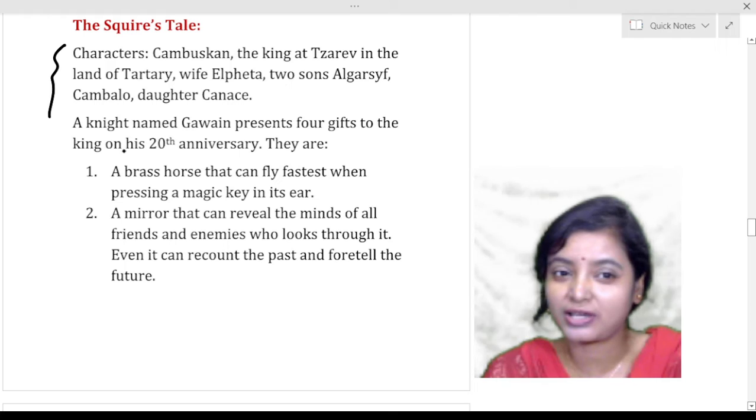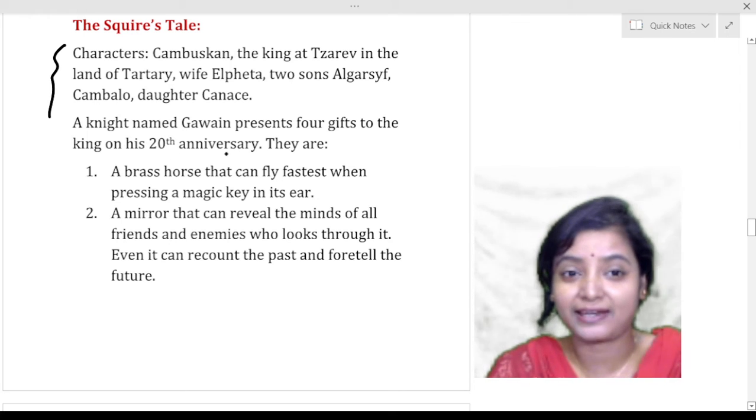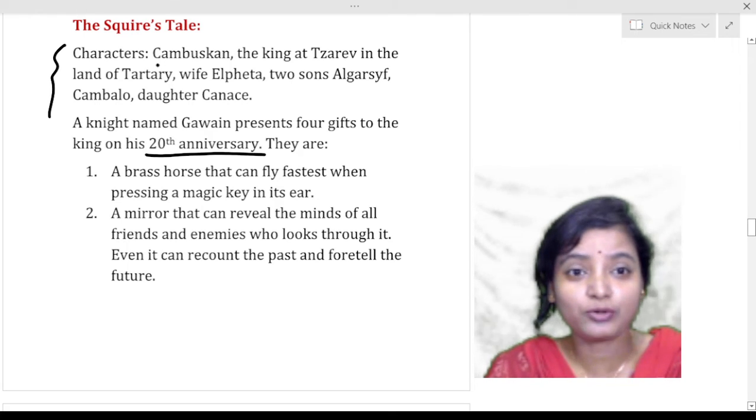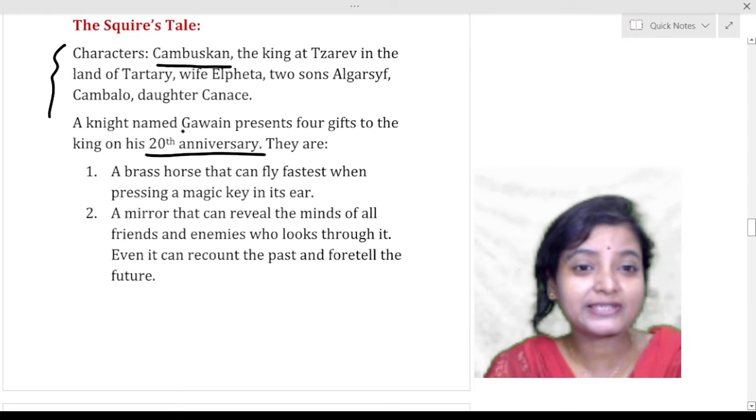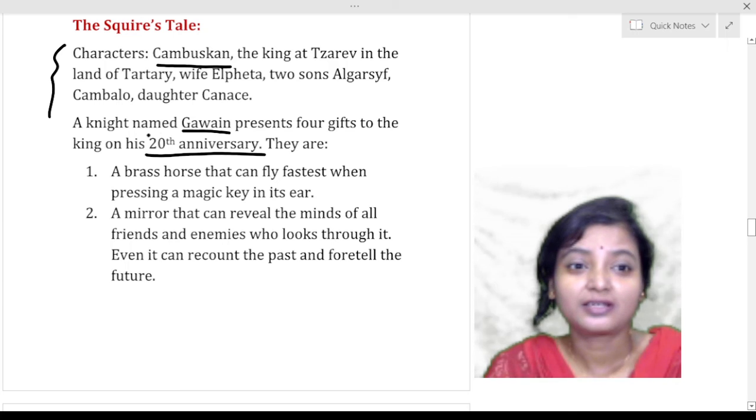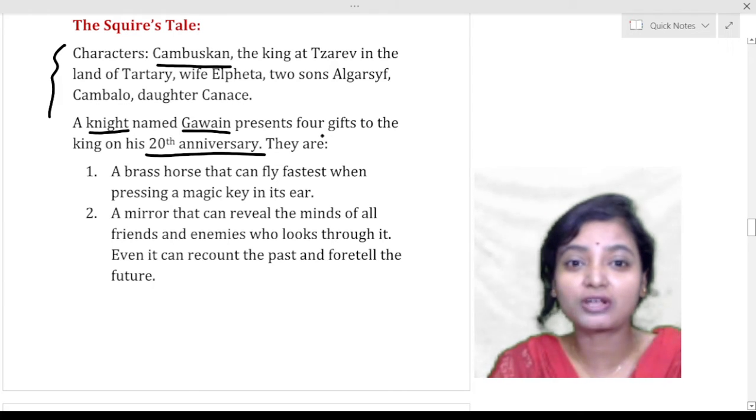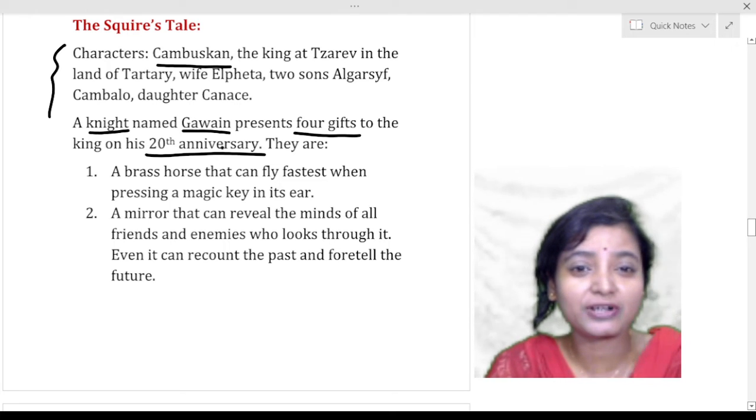So what was the occasion? The 20th anniversary of the king Cambuskan. And who presents? Gawain. He was a knight. And what does he present? 4 gifts. So what were those 4 gifts?